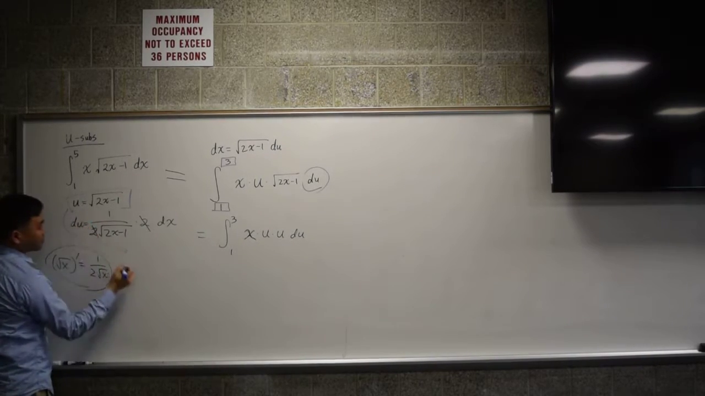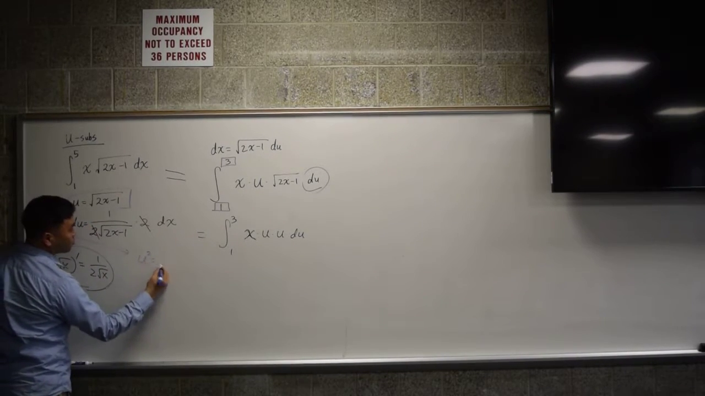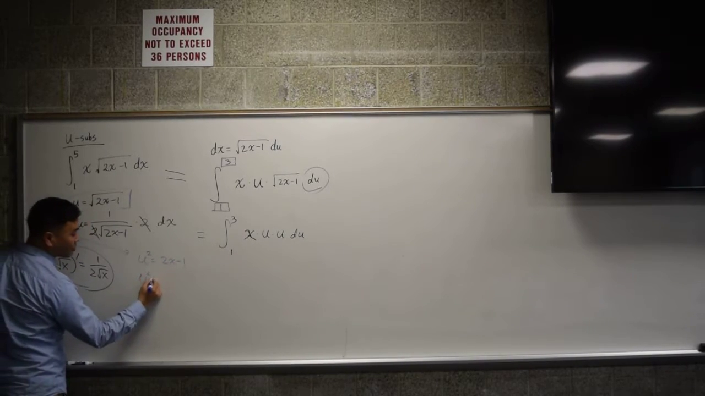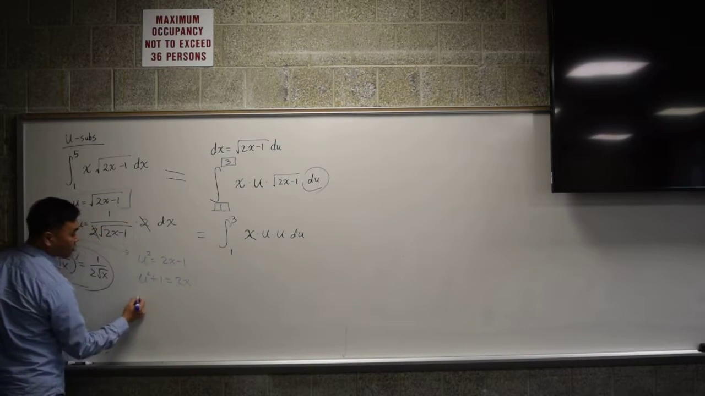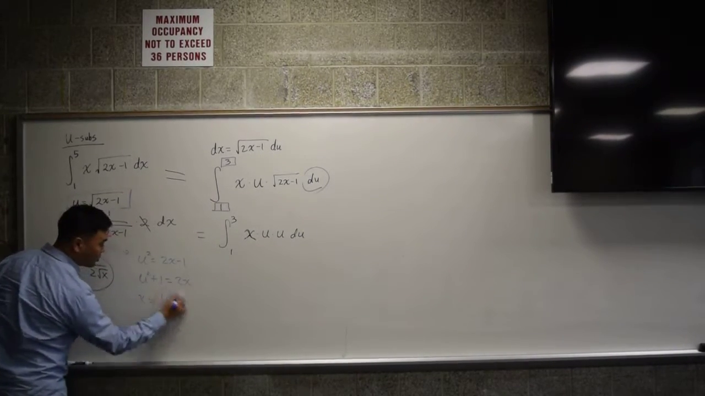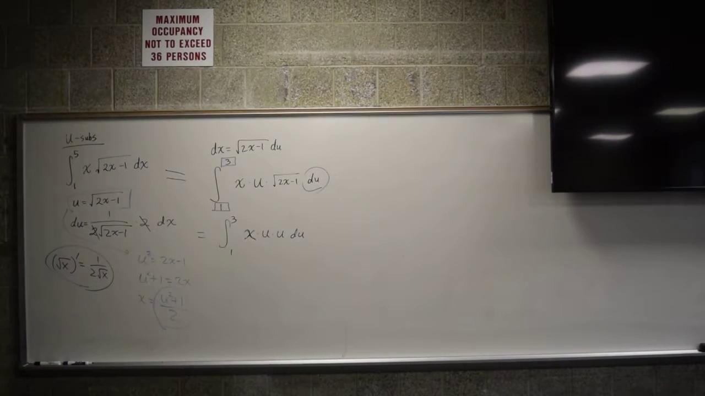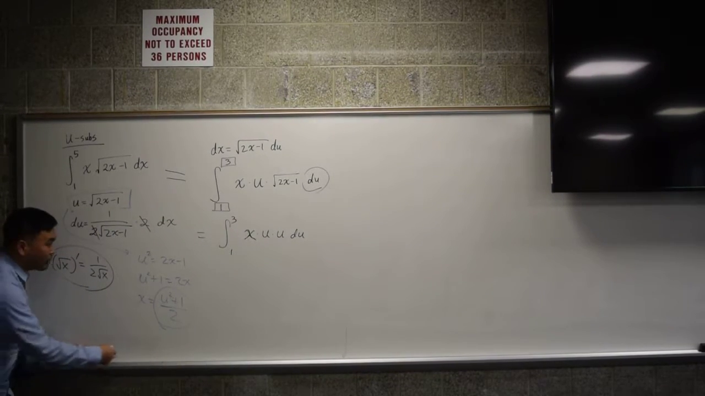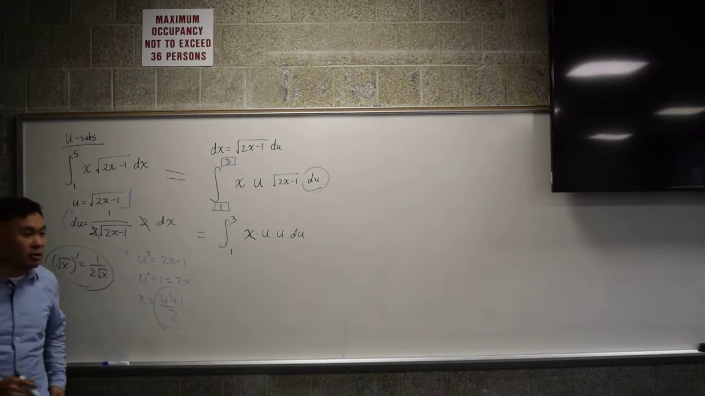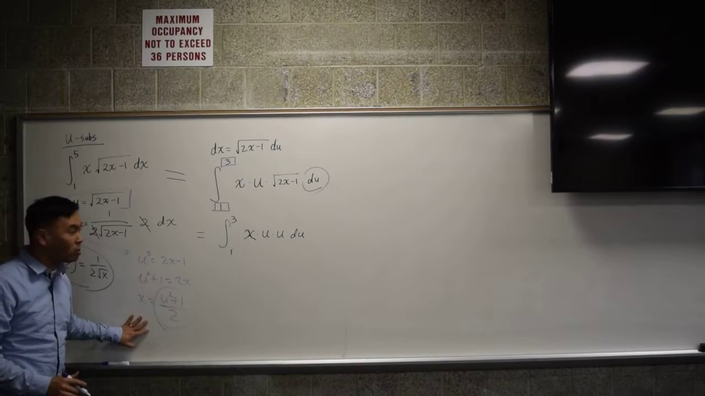Let's see, what is that? u squared is equal to 2x minus 1, right? u squared plus 1 is 2x. So x is u squared plus 1 over 2. That's this extra process you have to do. And certainly these types of integrals do appear in differential equations, so you should know how to do these.